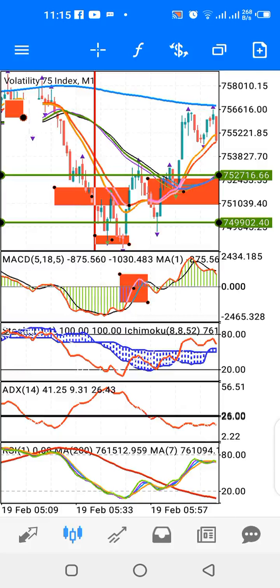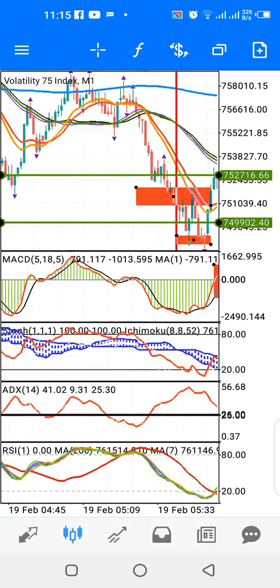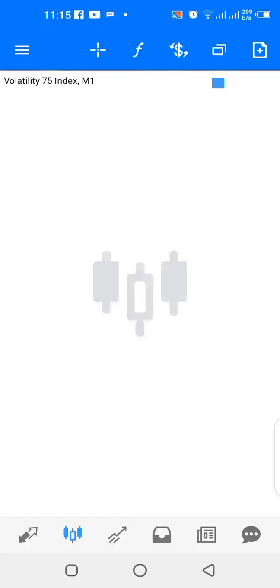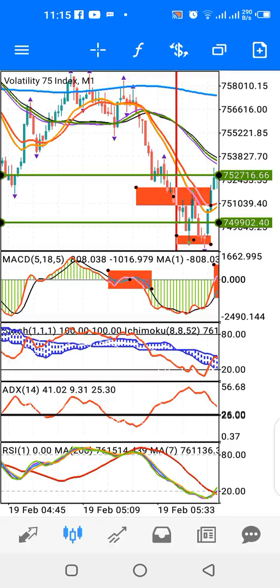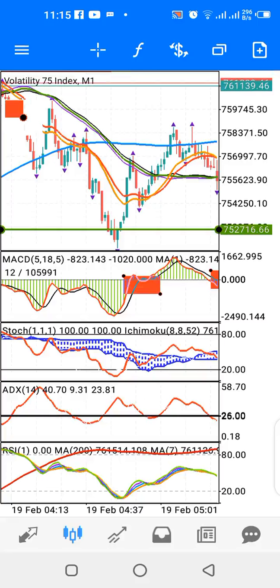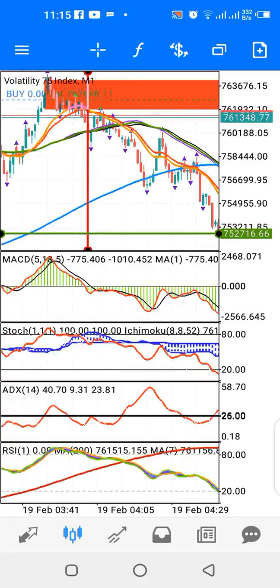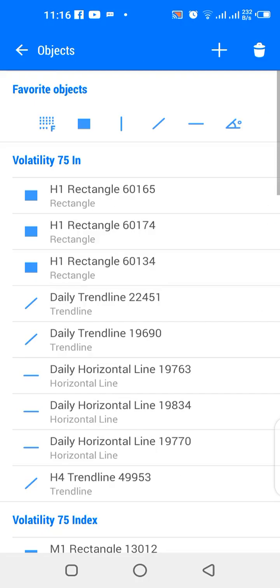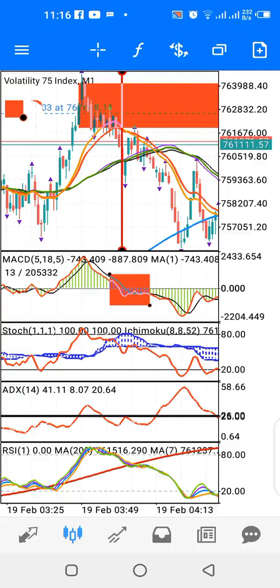When the red and black line cross above the 0 level, like you have around here, is your buy confirmation or buy signal. When it crosses down on the zero level, that's a sell confirmation or sell signal. When it crosses up, buy. When it crosses down, sell.